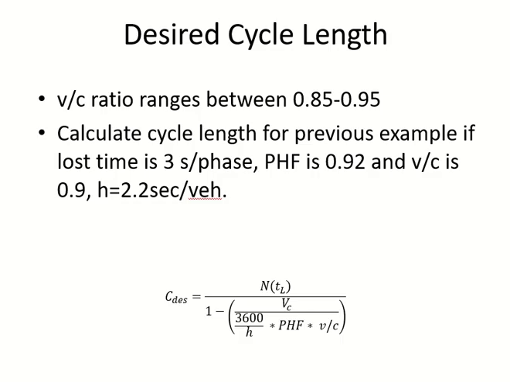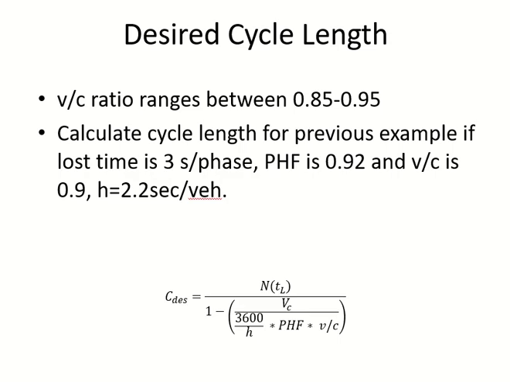How much? 63.7. This is my total cycle length. Now, obviously, we will not keep it 63.7, because we are talking about seconds, right? So what is 0.7 seconds? Nothing. Even 1 or 2 seconds is nothing. So we round it up.